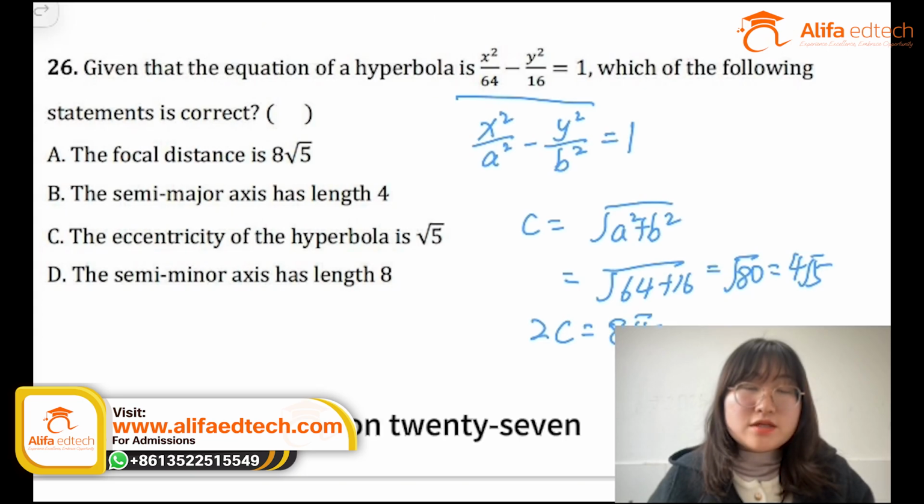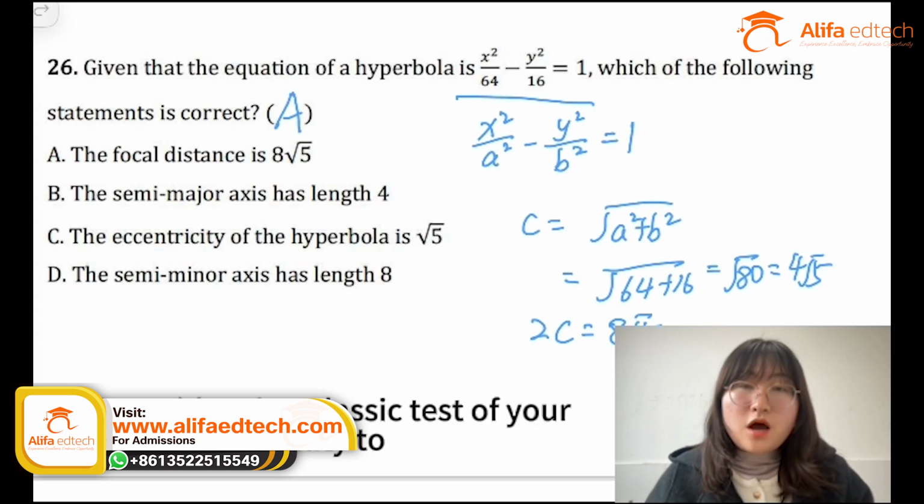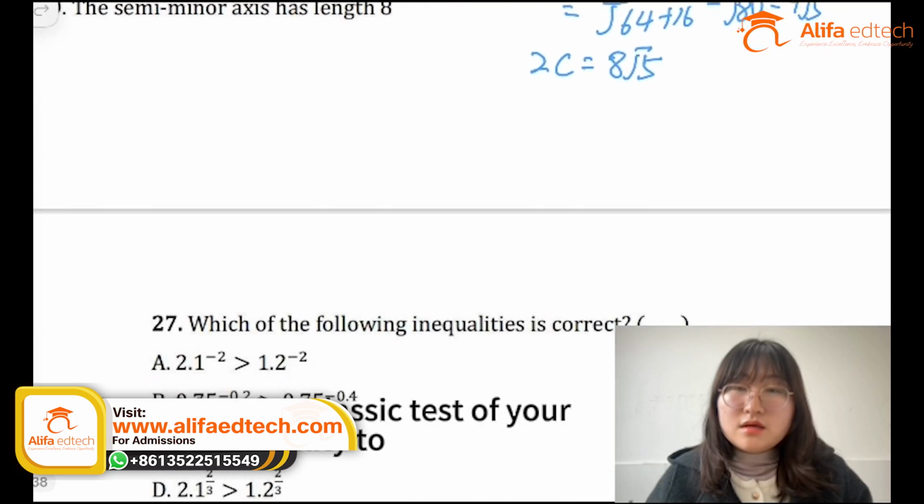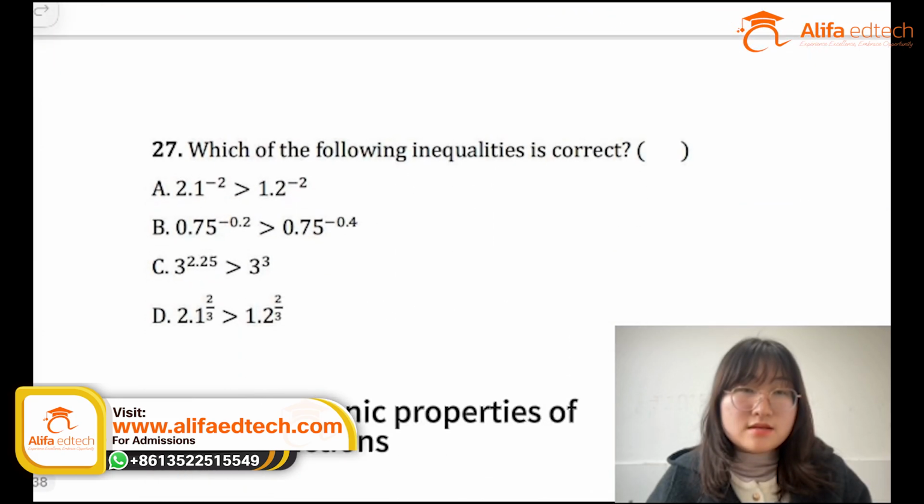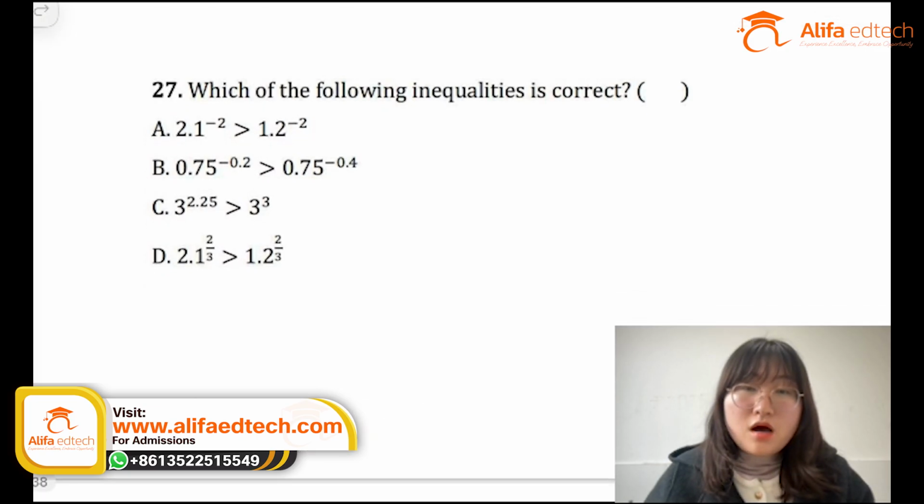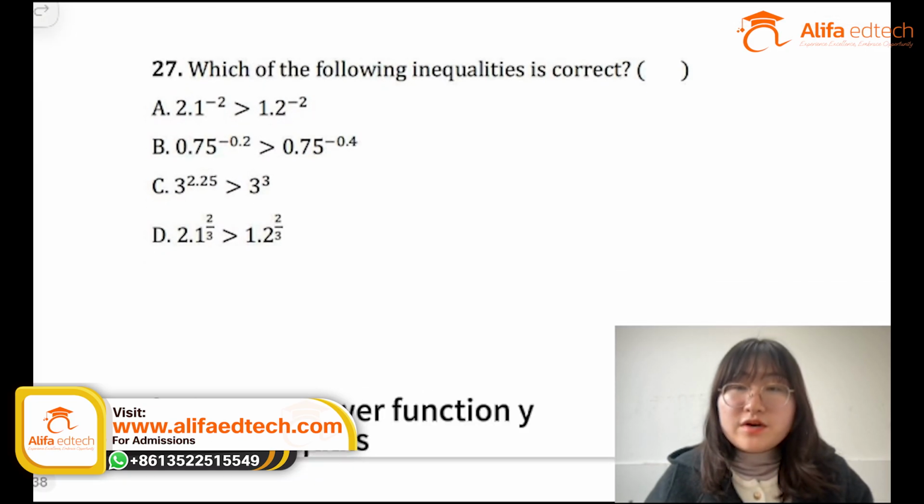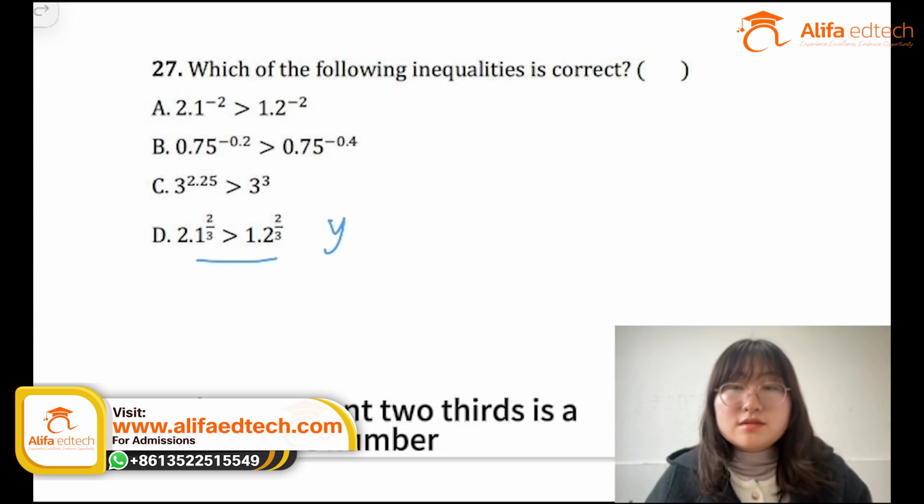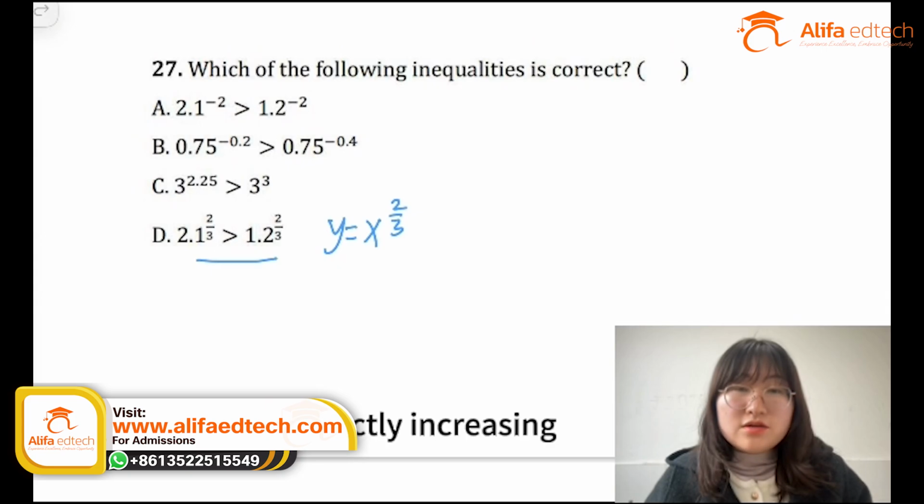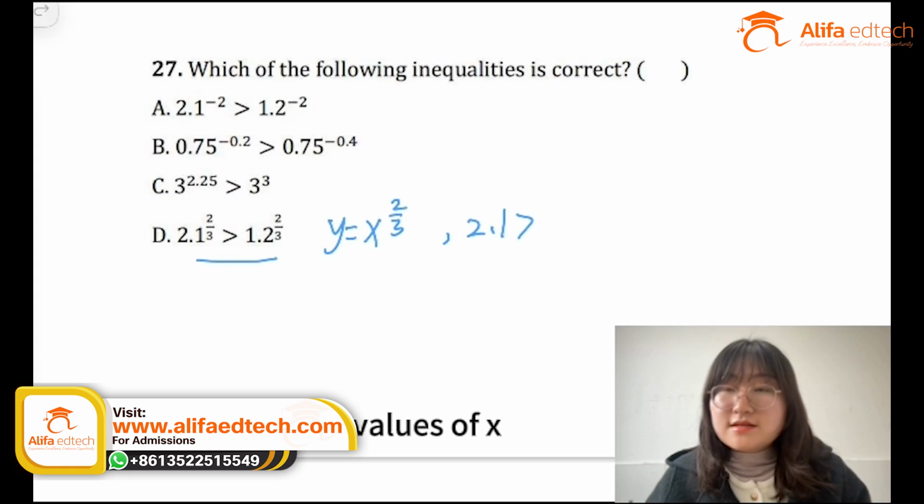Moving on to question 27. This problem is a classic test of your ability to analyze the monotonic properties of functions. Option D is a power function, y equals x to the power of 2/3. The rule here is simple, because the exponent 2/3 is a positive number, this function is strictly increasing for all positive values of x.